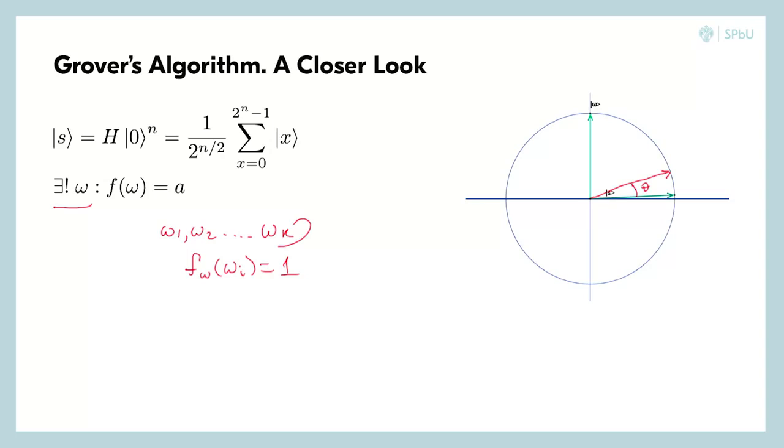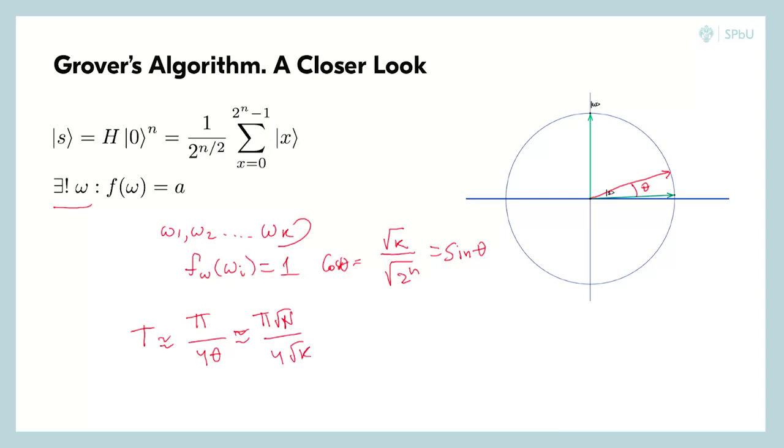Cosine of this angle would be this value, and the number of iterations is, in this case, pi divided by 4 theta, which is pi square root of n, big N, divided by 4 square root of k.